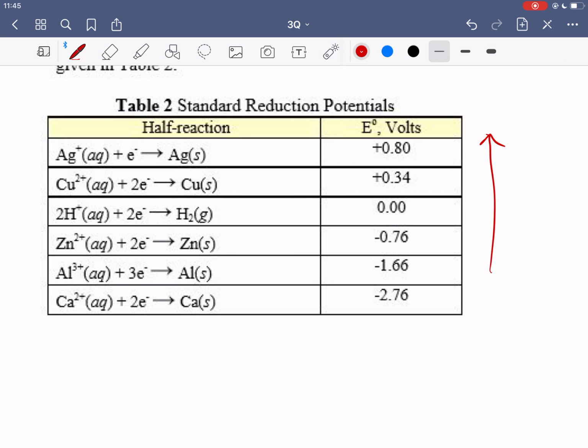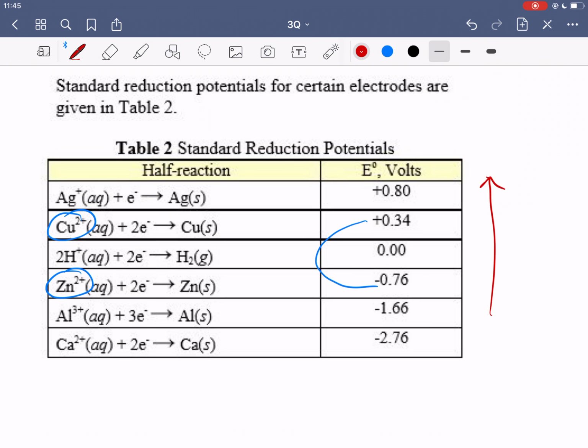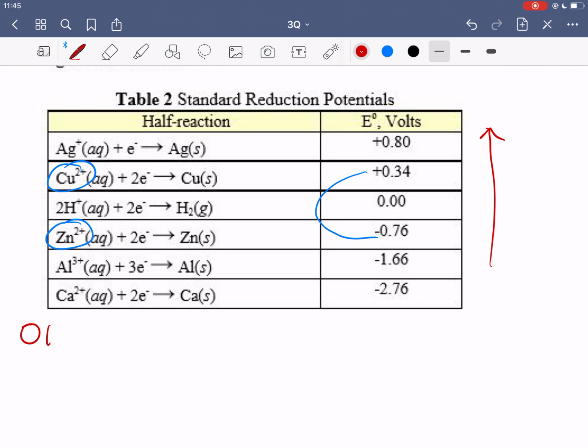Okay, so if I were to directly compare two things, like say copper and zinc, well, copper is higher. It has a higher standard reduction potential, so it wants to be reduced more badly than the zinc does. So if I were to have these two connected as my half cells, then copper would be the one that would be reduced. And very quickly as well, I'll just throw down this acronym, oil rig.